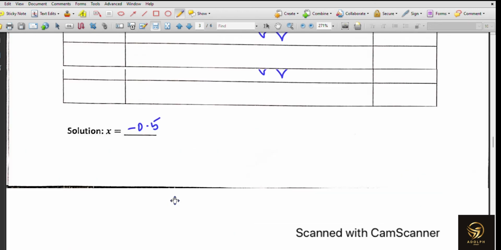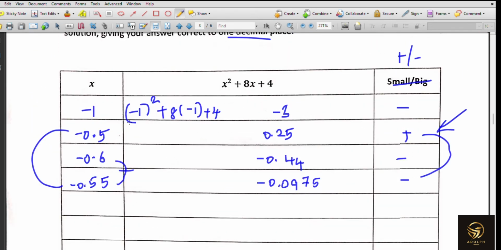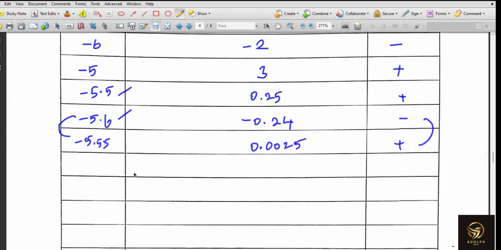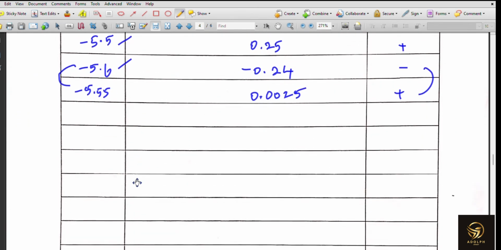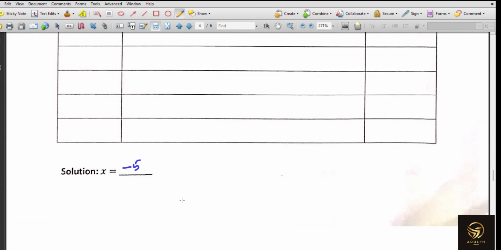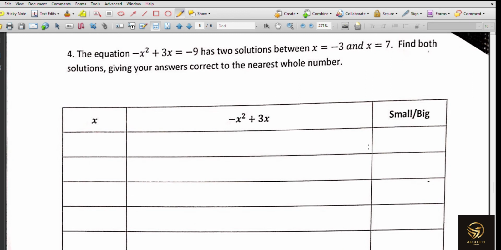Like how we have decided the change is happening between these two numbers, so we have gone to the first number, and here the change is happening between minus 5.55 and minus 5.6. So the answer, yes, it is minus 5.6. That's it. We have completed. It's fast, right? Let's see what the next question is.